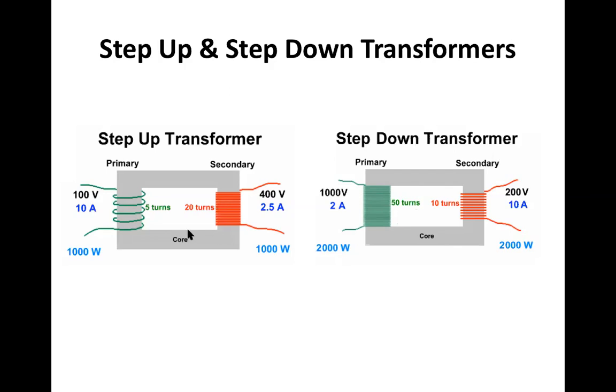Now look at what happens to the current. While 100 volts was multiplied by 4 to get the new voltage, the current was divided by 4. So the number of volts and the number of turns are proportional, but current is inversely proportional. So the trend of the current from one side to the other is the opposite of what you'd see for the voltage. So 1,000 volts turning into 200 volts, you divide by 5. The current you'd have to multiply by 5.